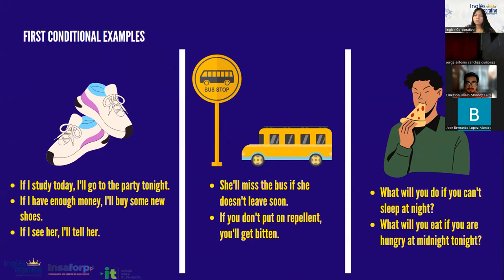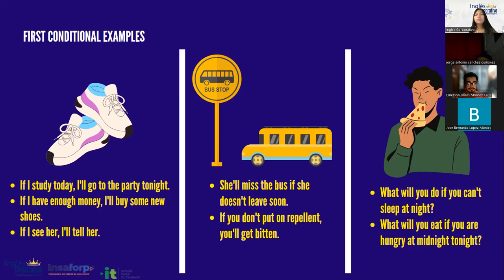If I study today, I'll go to the party tonight. Yes. If I have enough money, I'll buy some new shoes. Okay. If I see her, I tell her. Excellent. Thank you. She'll miss the bus if she doesn't leave soon. If you don't put off on repellent, you'll get beaten. Yes. Thank you. What will you do if you can't sleep at night? What will you eat if you are hungry at midnight tonight? Perfect. Thank you. Okay, guys.